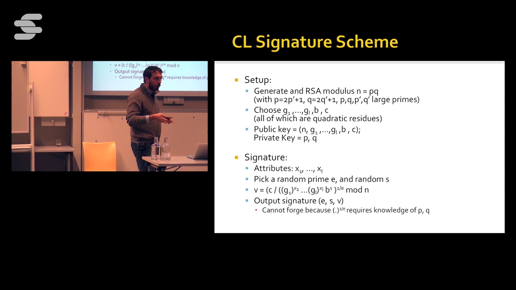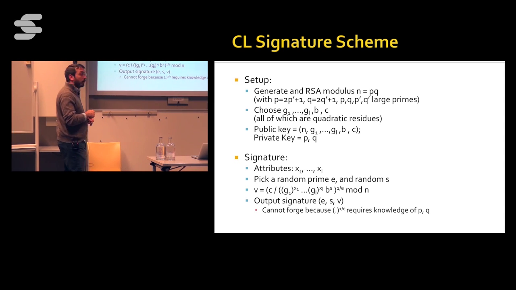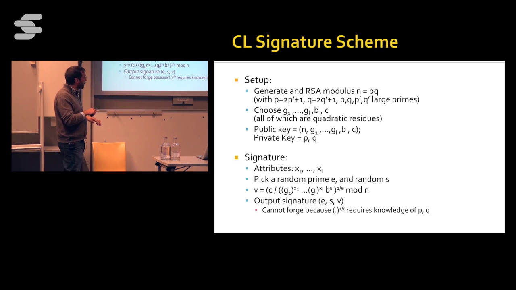Yes? Question? Yeah, the X's, the attributes. Yes, indeed. So the X's and the G's are exactly what we had before. The X's are the multiple attributes that I would like to sign. So the first one might be my name. Indeed, a hash. In normal RSA, we would hash these. Here we use them directly if they're numerical values. Is that answering your question?